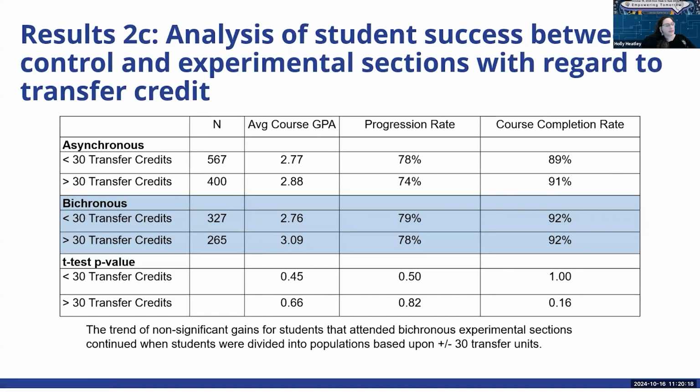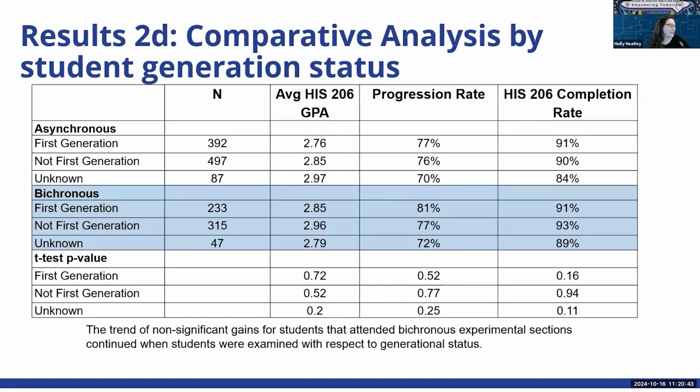So here we can see non-significant gains were also found when examining the difference between experimental sections and the control group sections with regard to transfer credit. Within the experimental courses, students with less than 30 transfer credits completed the course at a 3% higher rate, even as course progression rates and course GPAs remained constant. So this trend continued. I know it's surprising, isn't it?